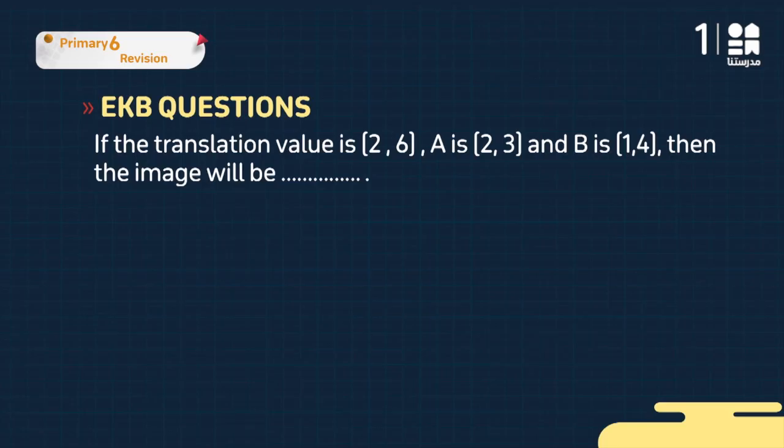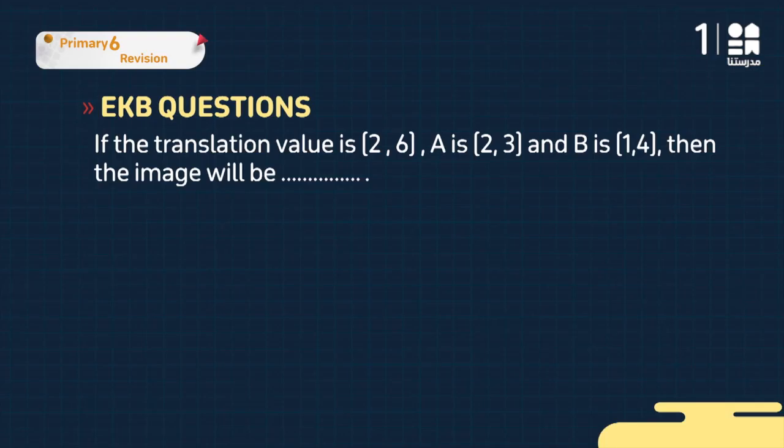First, my point has two numbers. The first number represents the x-axis and the second number represents the y-axis. So 2 here represents x and 3 represents y. If I want to find the image of A, what am I supposed to do? I am going to take the point 2, adding the translation. I will add 2 plus 2, the translation of the x-axis. Then I will go to the y. I have the y, 3. I will add 3 plus 6.